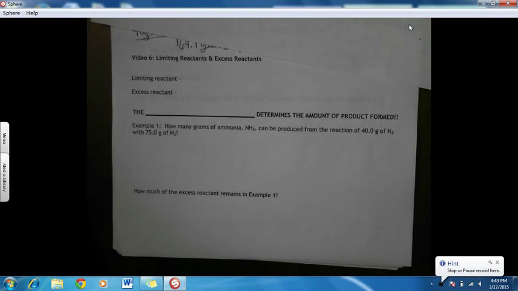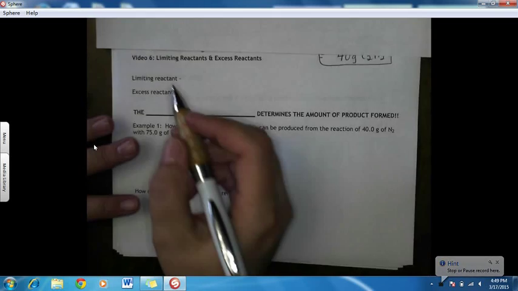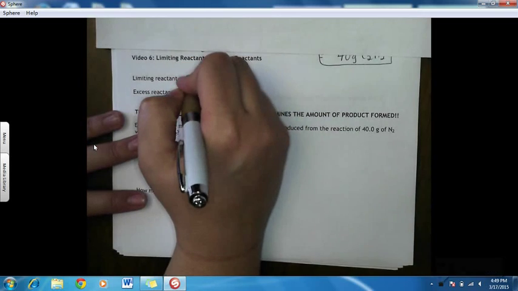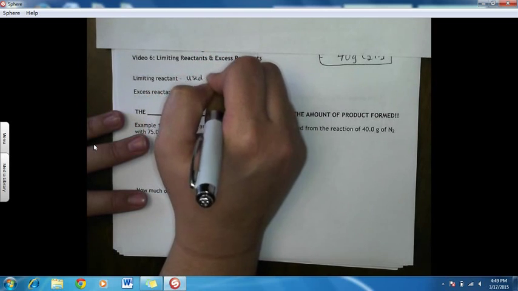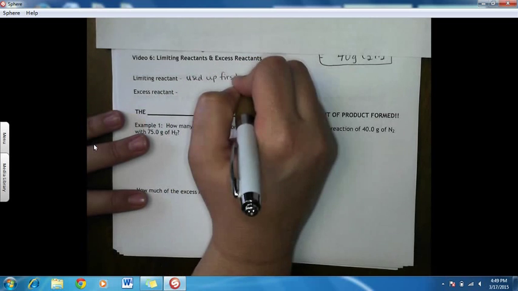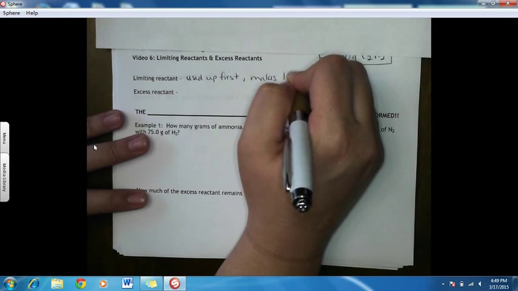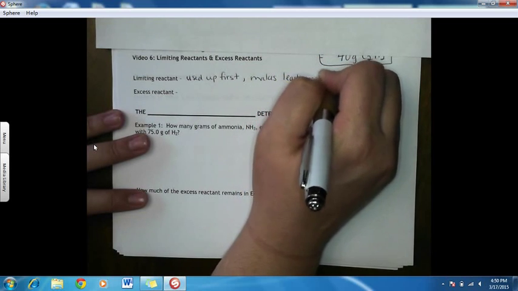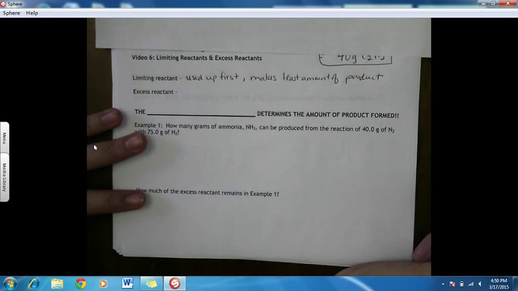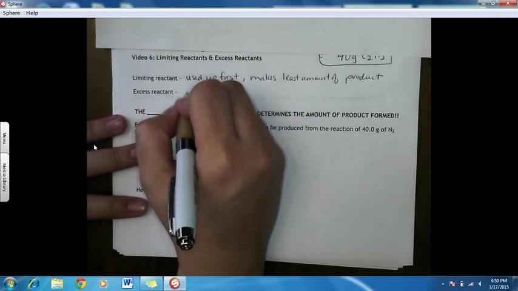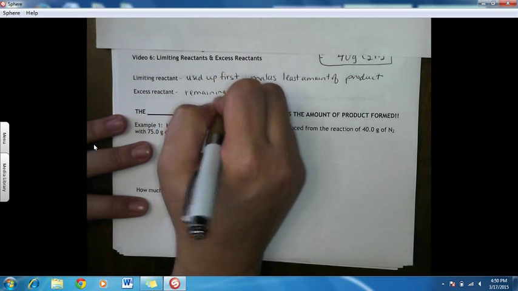Alright, in this segment we're going to learn about limiting and excess reactants. So the limiting reactant is the reactant which is used up first. It also makes the least amount of product. The excess reactant is what has something remaining, right? So we have remaining substance.